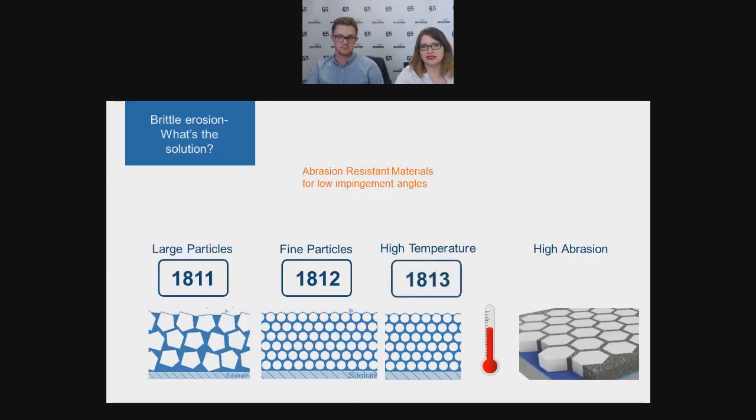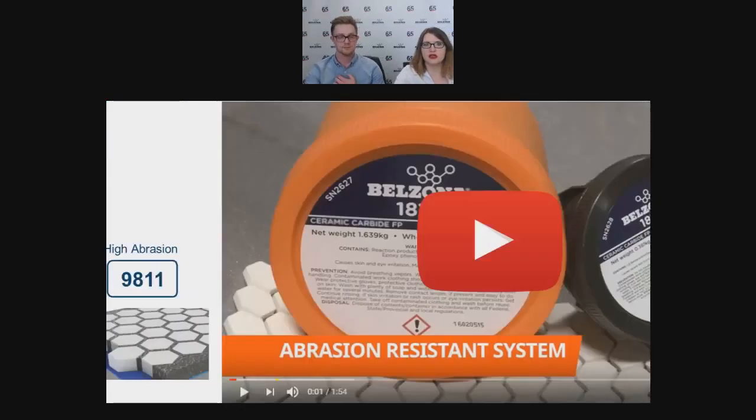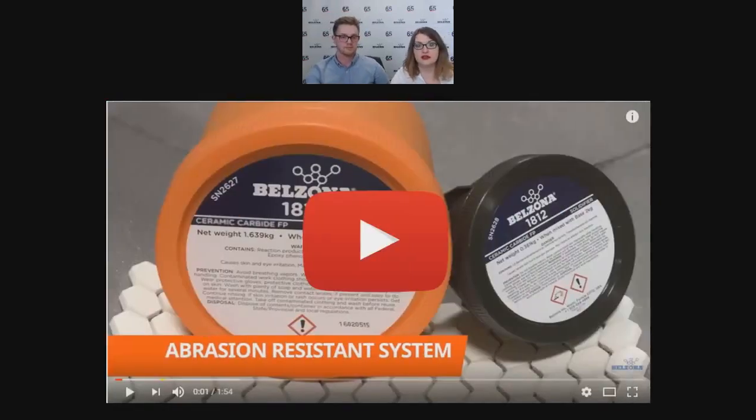Belzona 1813 is designed for dry abrasive service up to a maximum temperature of 200 degrees. And finally, Belzona 9811 can be used in conjunction with this other product in order to give maximum abrasion resistance, reserved for the harshest of operating environments. So now we are going to show you a video, and in this video we demonstrate how to apply an abrasion resistance system with Belzona.